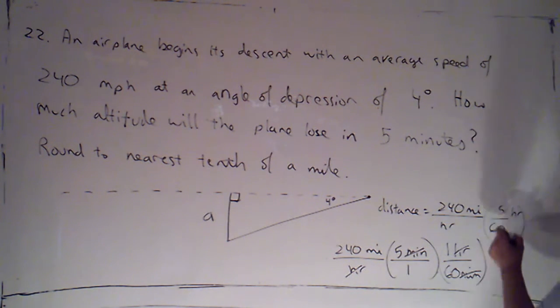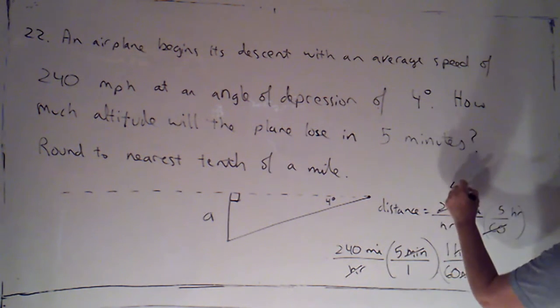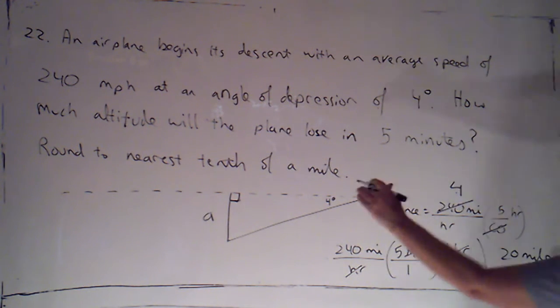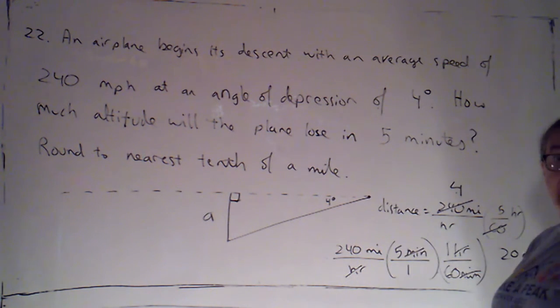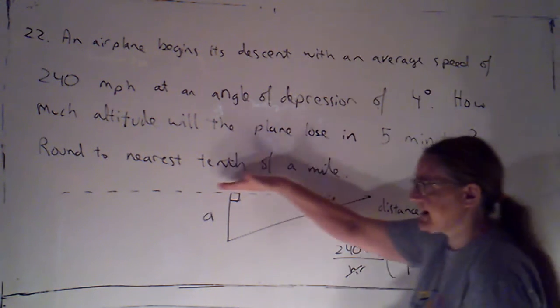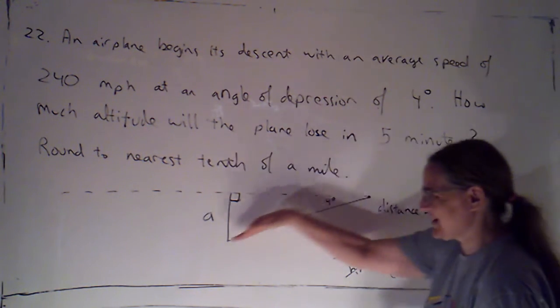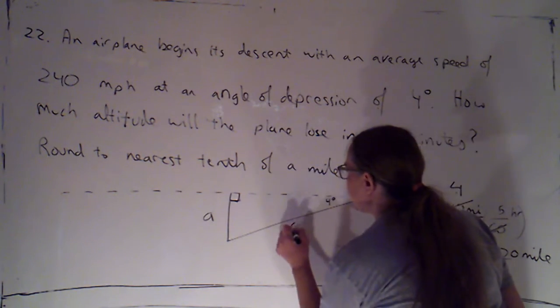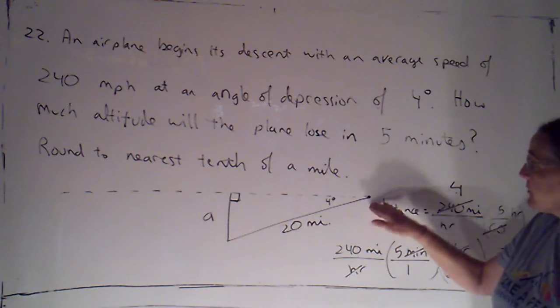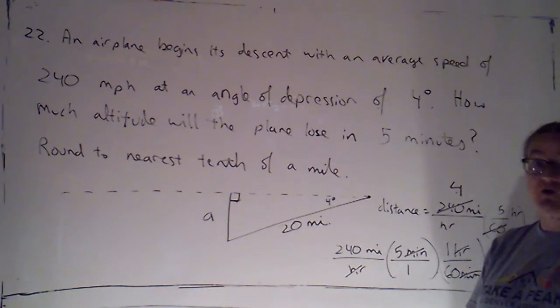Okay, so let's see. 60 would go into 240 4 times. 4 times 5 would be 20. So that would be 20 miles. Now, which side of the triangle is that? Well, that was the distance that the plane traveled. The plane was not staying at a constant height. The plane was coming down. So that's going to be 20 miles right here. So that's the hypotenuse of this right triangle.